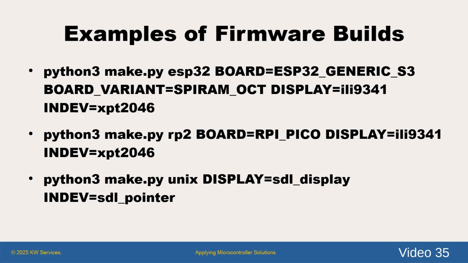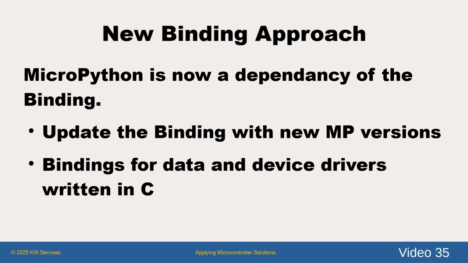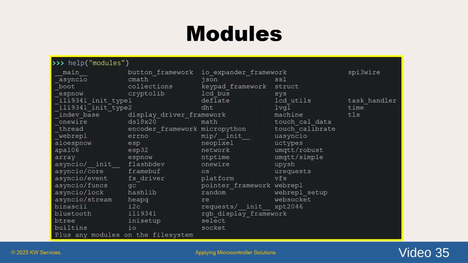Below it are examples of the firmware builds for the Pico and for the Linux. On the next slide, Kevin Schlosser further explains that with this approach, MicroPython is a dependency of the binding. The most impactful change is that data and device drivers are written in C, and so the displays are significantly faster. On the firmware, here are the modules.